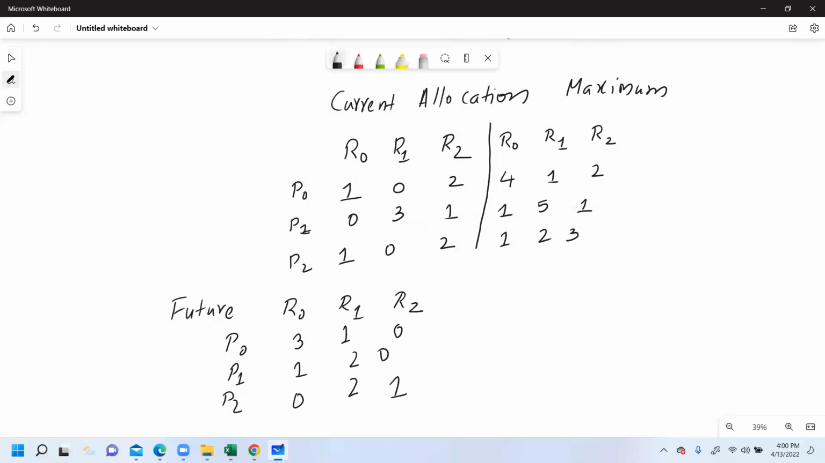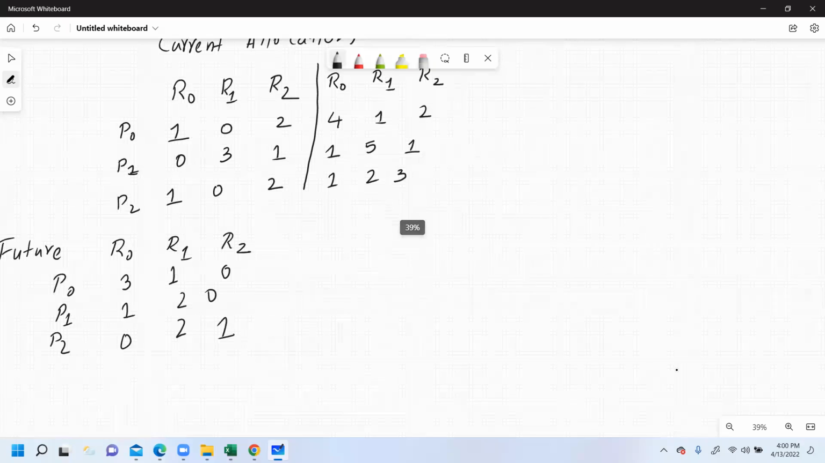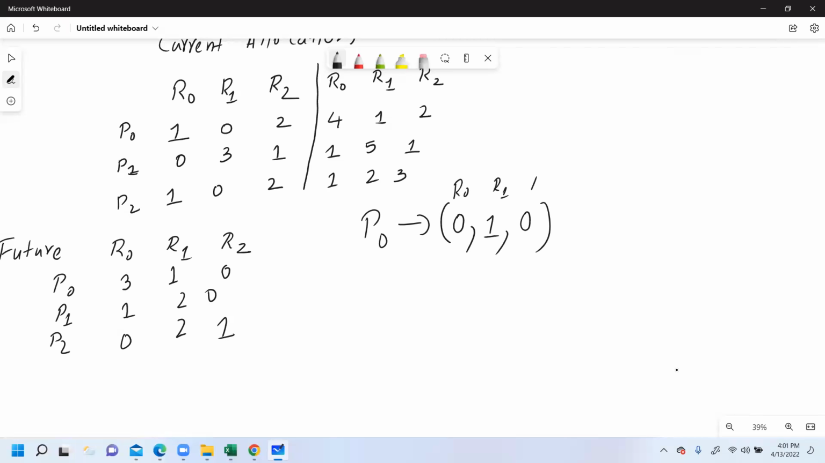I'm rewriting. So now the request is coming. P0 is asking for 0 units of R0, 1 unit of R1, and 0 units of R2. So this is R0, R1, R2. Now what is the available vector? The available vector is nothing but 2, 2, and 0.